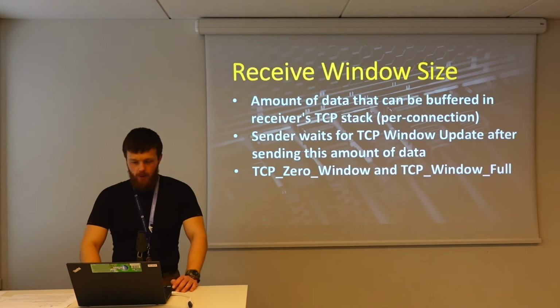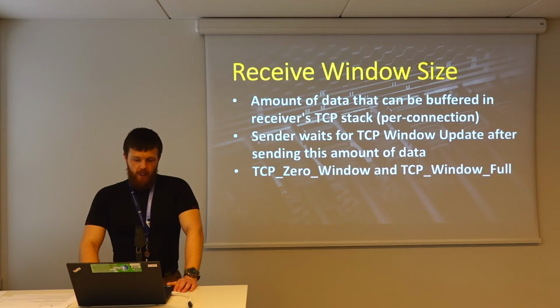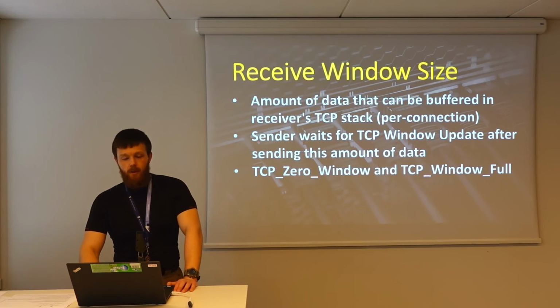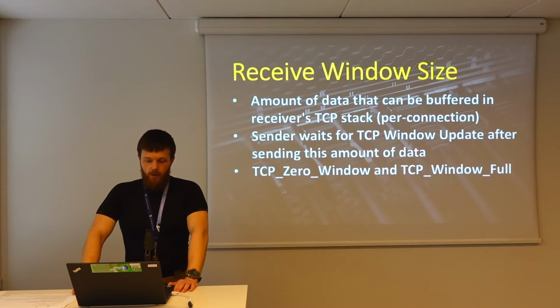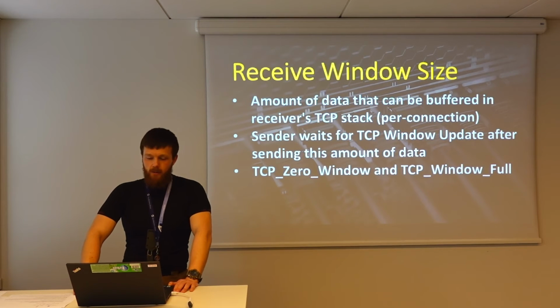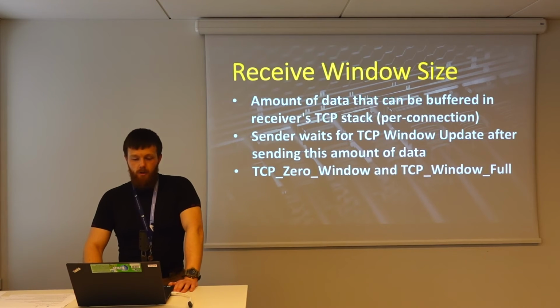Now, another important thing to know about is receive window size. Receive window size is basically telling you how much data can be buffered in the receiver's TCP stack per this particular connection. So basically, when the sender sends data to the receiver, it keeps track of that window size. And if it sees that the receiver's window is full, it stops sending data, and vice versa. The receiver can send a packet saying, oh wait, my TCP window is full, I cannot receive any more data. And then the connection stalls and nothing is sent.